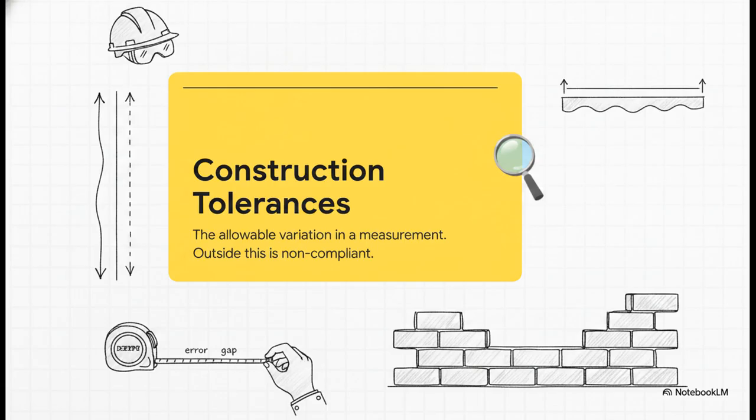Two massive concepts here are verticality, which is the absolute plumbness or straightness of a wall, and levelness, which tells you the maximum allowable bump in a finished concrete slab. Quality control literally lives and dies right here.